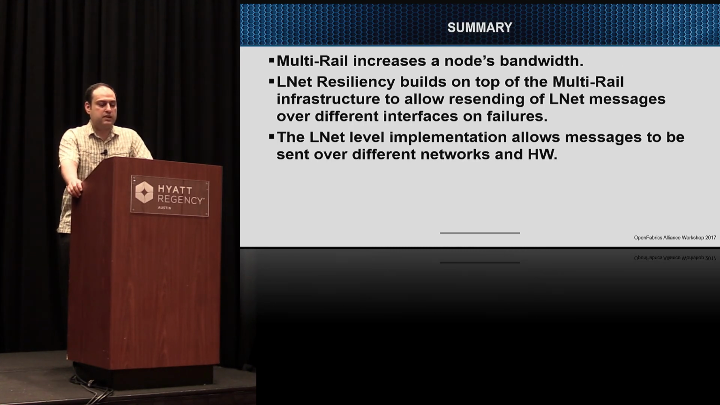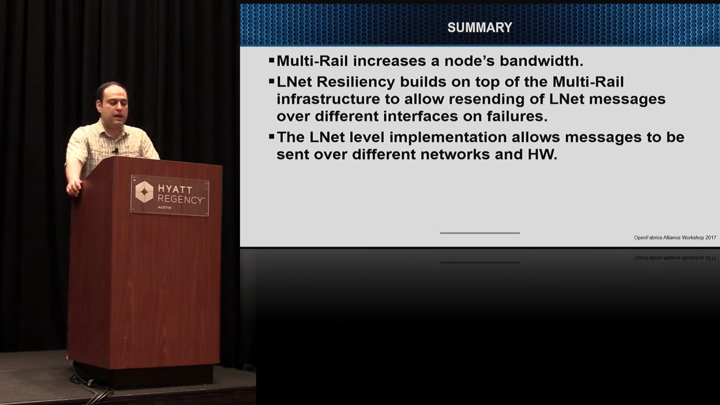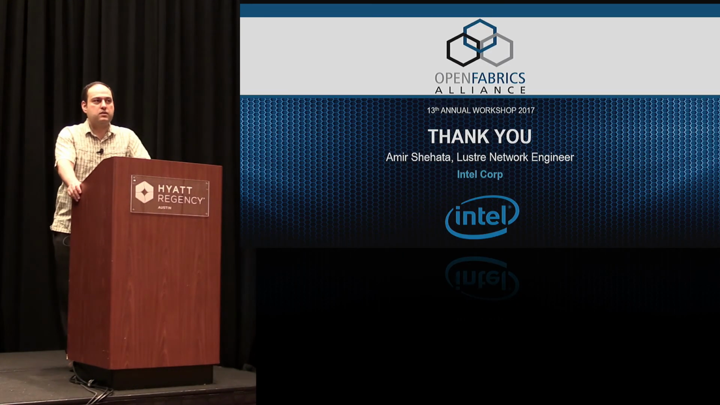So in summary, MultiRail increases the node's bandwidth, and then LNET Resiliency comes in to build on top of the MultiRail infrastructure to allow resending LNET messages. For both of those, we implemented them at the LNET level so that we can be hardware agnostic. And that's it. Any questions?